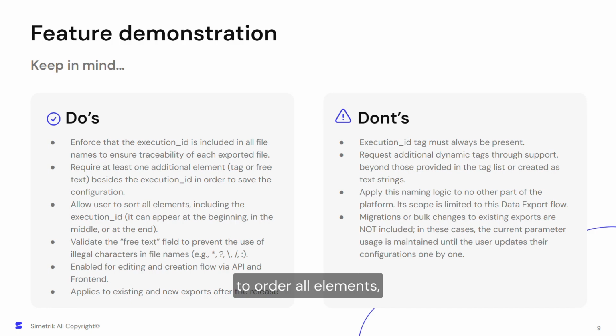Allow the user to order all elements, including the execution ID. Validate the free text field to avoid the use of invalid characters. Enabled for the editing and creation flow through API and front end. What not to do? The execution ID tag must always be present.